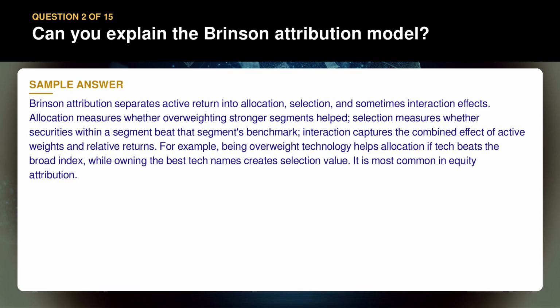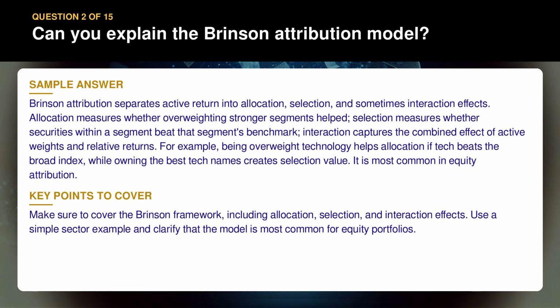For example, being overweight technology helps allocation if tech beats the broad index, while owning the best tech names creates selection value. It is most common in equity attribution. Make sure to cover the Brinson framework, including allocation, selection, and interaction effects. Use a simple sector example and clarify that the model is most common for equity portfolios.